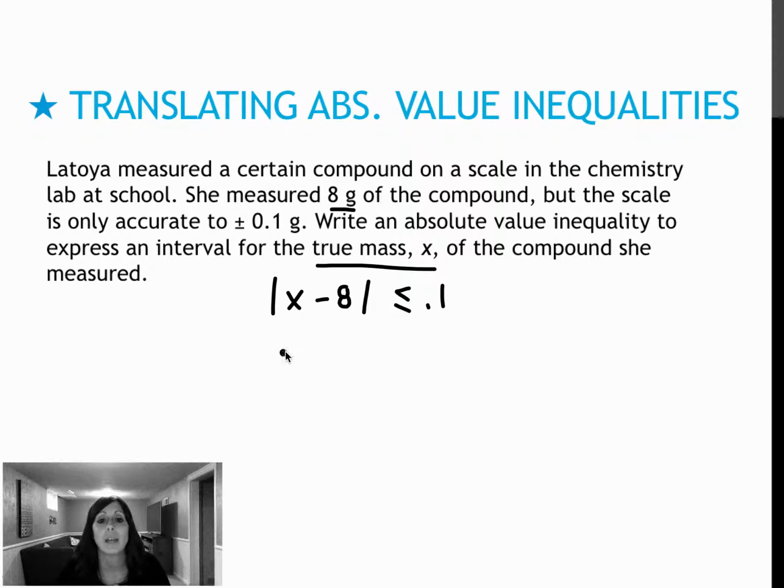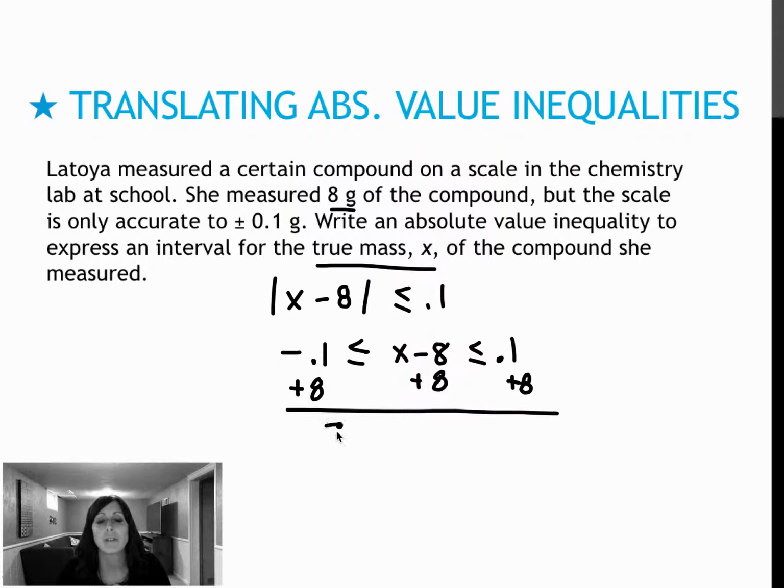This time when I write it, I'm going to write it as negative 0.1 is less than or equal to x minus 8 is less than or equal to positive 0.1. When I solve, I will add 8. My resulting answer is 7.9 is less than or equal to x is less than or equal to 8.1. So the true mass would be between 7.9 and 8.1 inclusive.